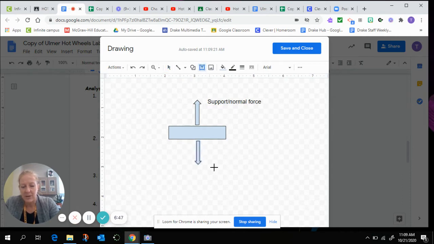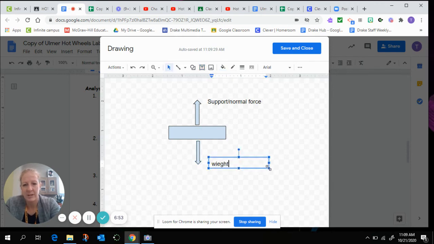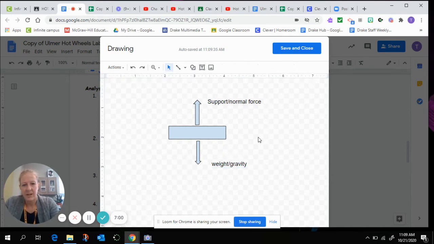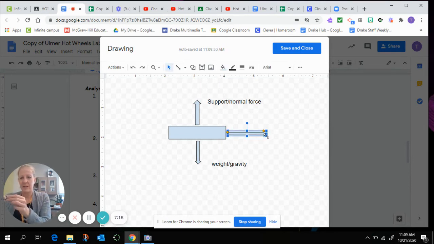And again, I'm going to label that downward force. That downward force is called the weight. Ooh, I can't spell this morning. Weight, or you could say that's the force due to gravity. Then for my car, I'm going to add another arrow, a right arrow. If we're using this as my example, with my string this way, the force that's going to the right is going to be the force of friction. So I'm going to add a text box and label that force.